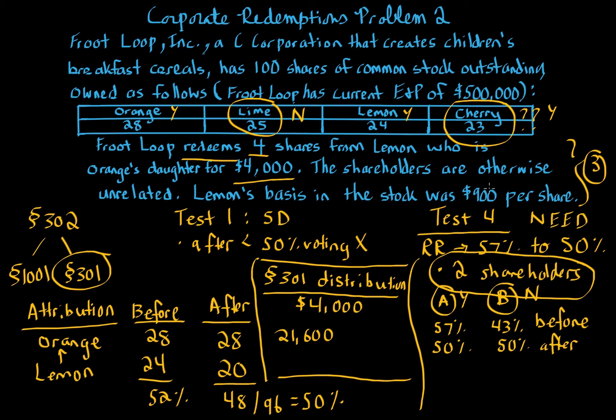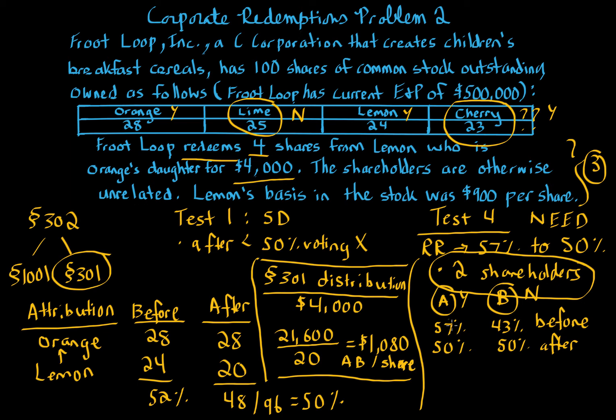But now, there's not 24 shares, there's only 20 shares. There's 20 shares left, so 21,600 divided by 20 is going to be $1,080. This is a basis. That's the adjusted basis per share, which you need to obviously know for Lemon going forward. Okay, that's the adjusted basis per share.